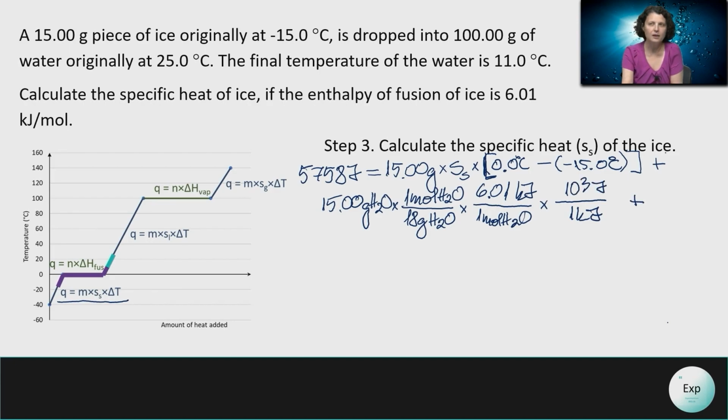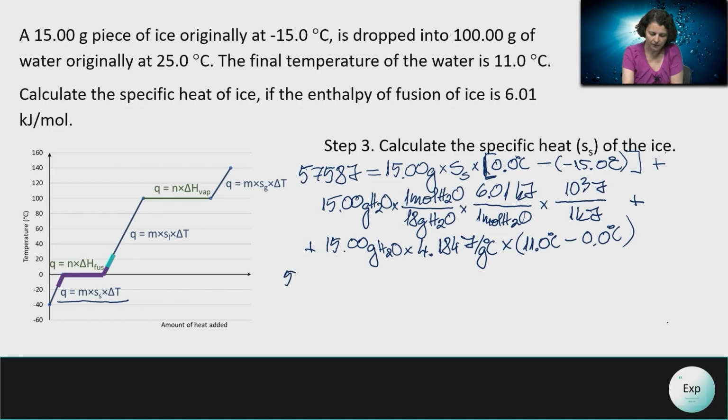And for part number 3, we have to address the heating of the water from 0 degrees Celsius all the way to 11 degrees Celsius. So we have 15 grams of water at 0 degrees Celsius. Because now it is a liquid, we multiply it by the specific heat of liquid water, which is the 4.184 joules per gram Celsius. And then we multiply it by the temperature change, final temperature, 11 degrees Celsius, minus initial temperature, 0 degrees Celsius.